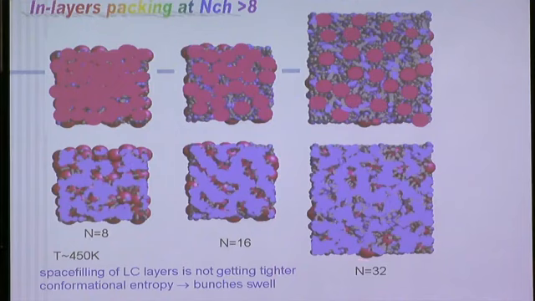So we have a delicate balance between the entropy, which tries to make things spherical, and the enthalpy of attraction between the mesogens. So we always have some voids. And if there are more chains, entropy still drives the shape to swell.